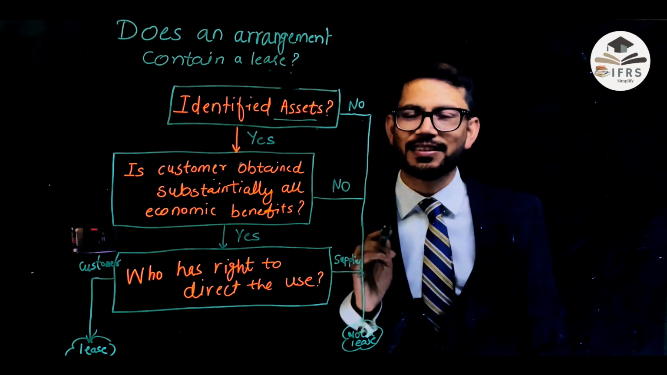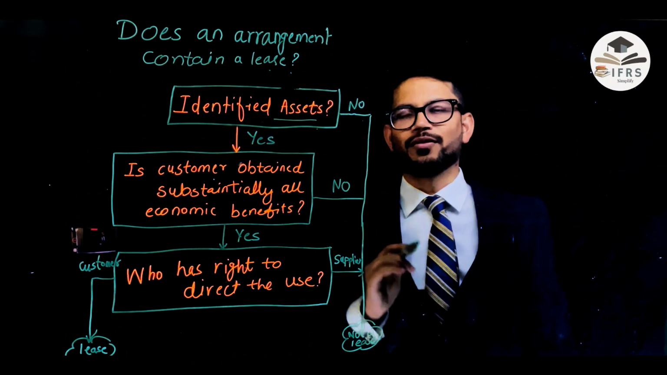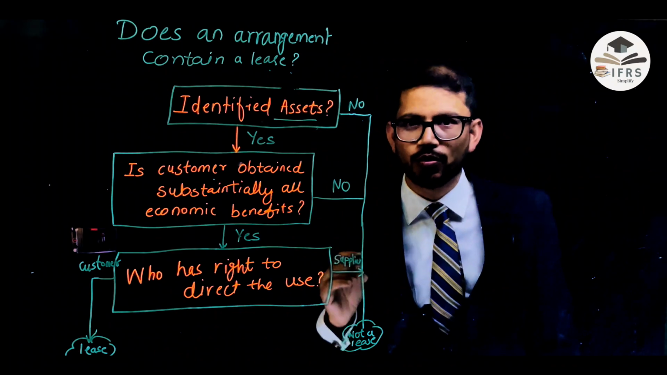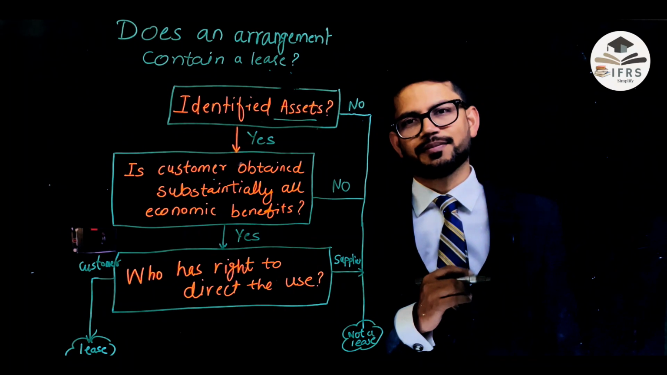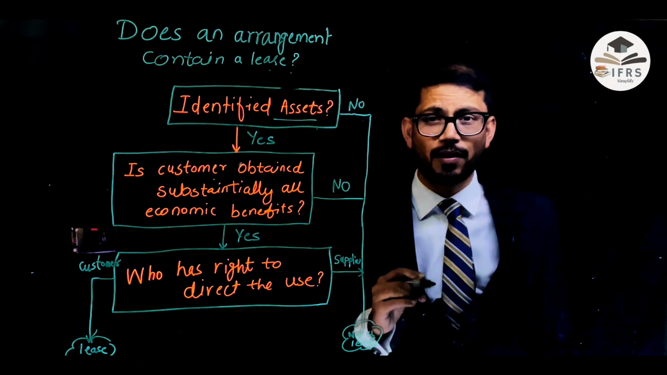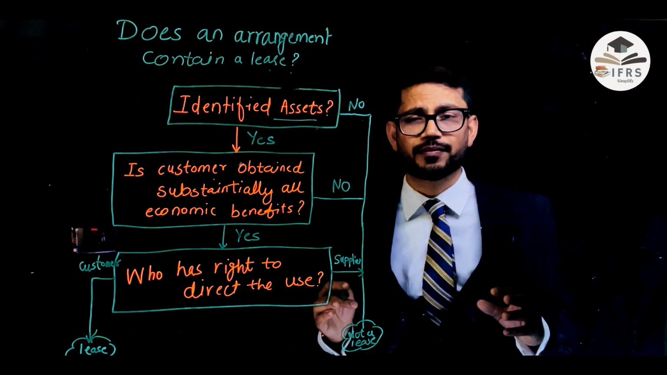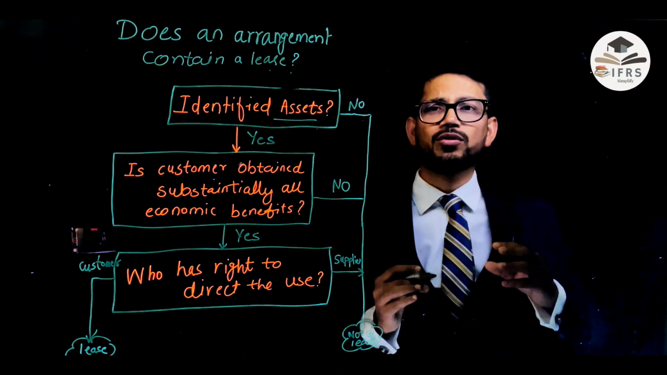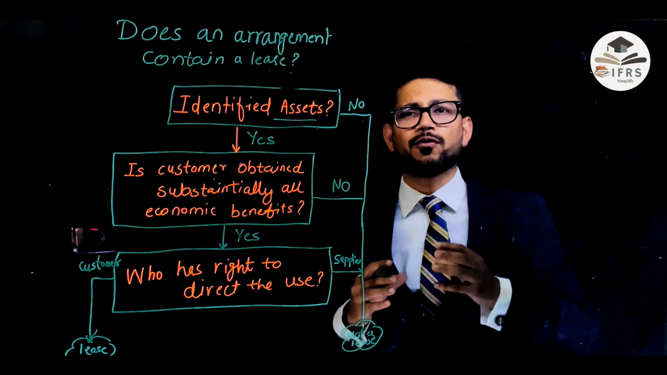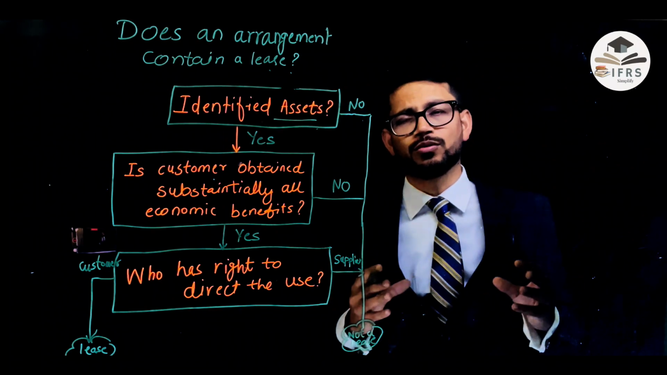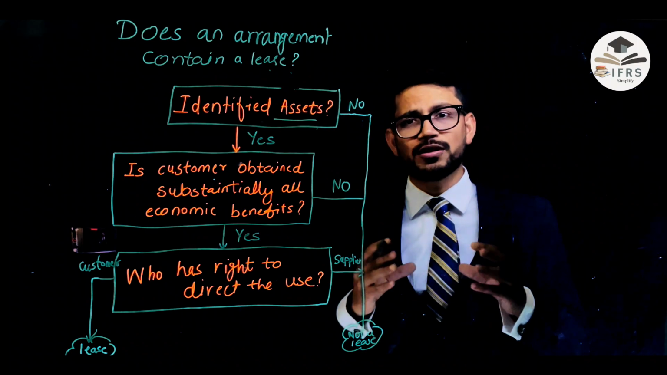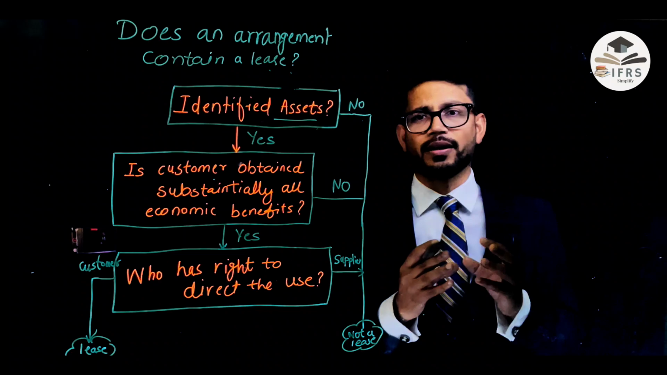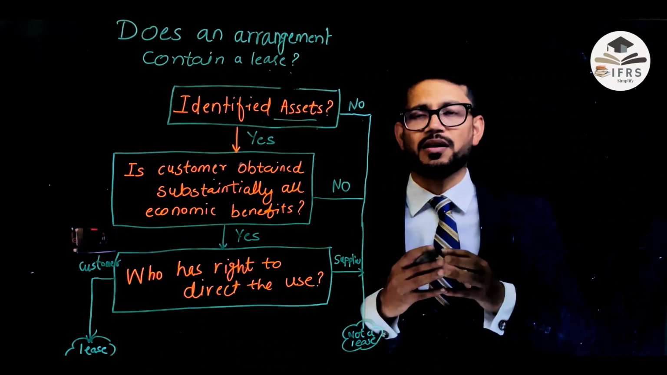But if your answer is yes, then the next condition we need to assess is who has the right to direct the use of the underlying asset. Is it the customer, the supplier, or neither of them? And what does it mean to direct the use of the asset? That means how and for what purpose the asset will be used by the lessee, and who is directing, who is the decision maker in this lease contract. Is it the customer, the supplier, or neither of them?